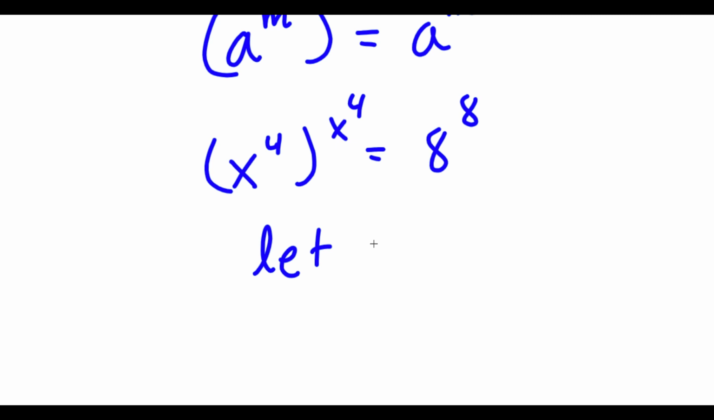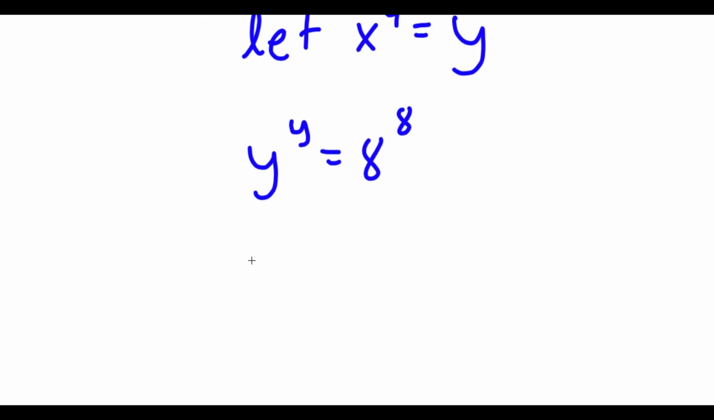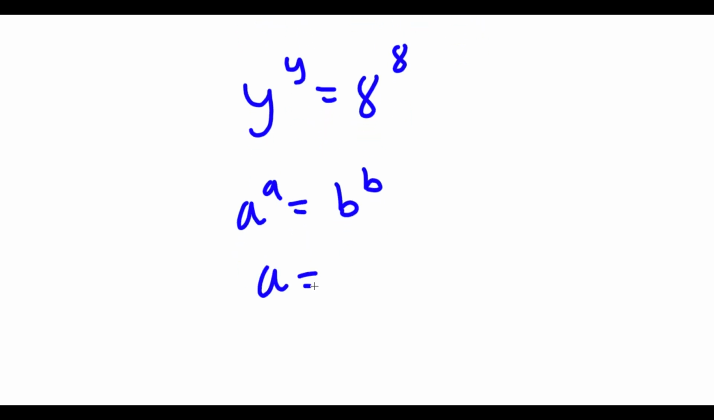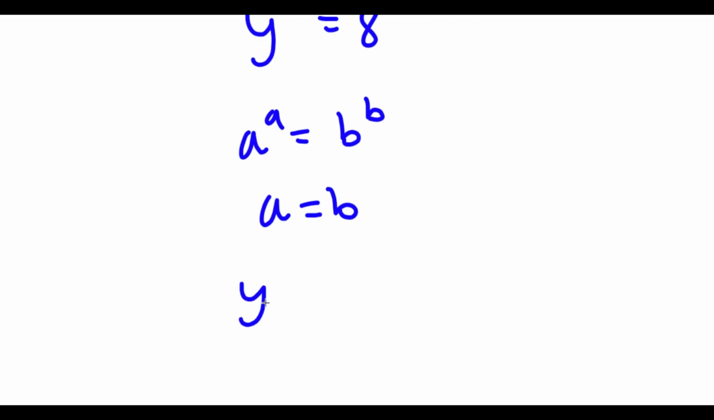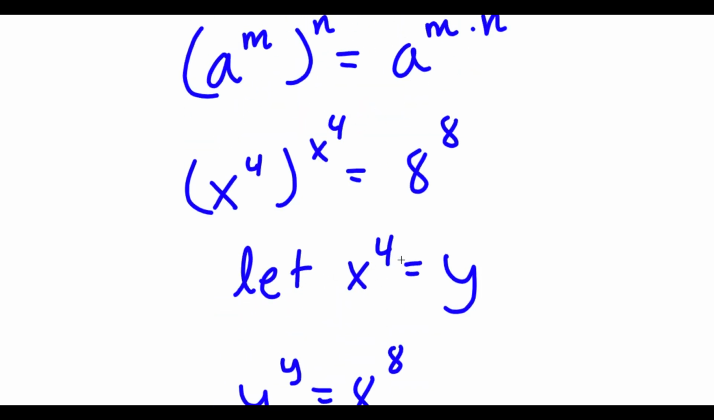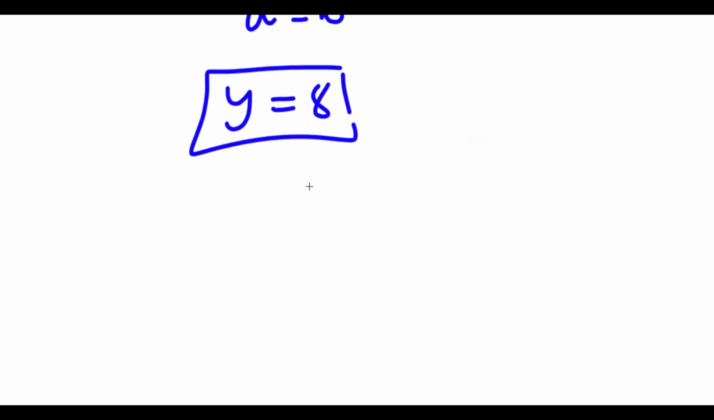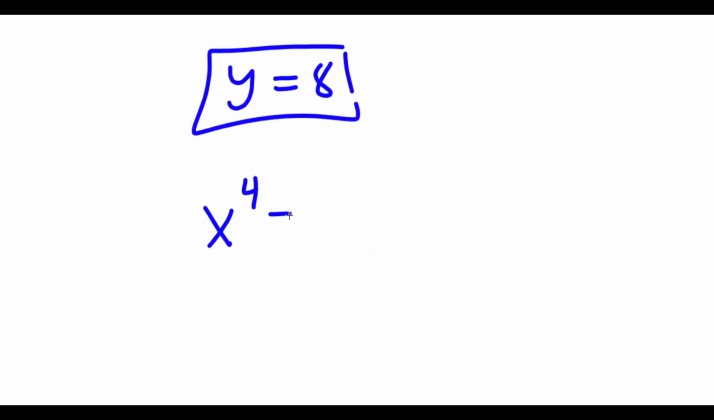Now I'm going to let x to the power of 4 equal to the variable y. So now I have y to the power of y is equal to 8 to the power of 8. And if I have something in the form a to the power of a is equal to b to the power of b, this means that a is equal to b, meaning y is equal to 8. Now remember how we let x to the power of 4 equals y. So if x to the power of 4 equals y and y equals 8, then this means that x to the power of 4 is equal to 8.